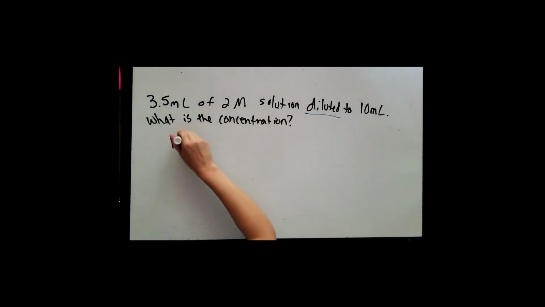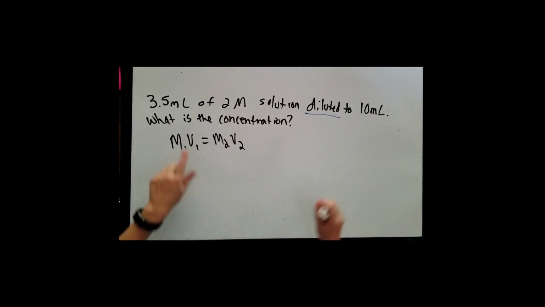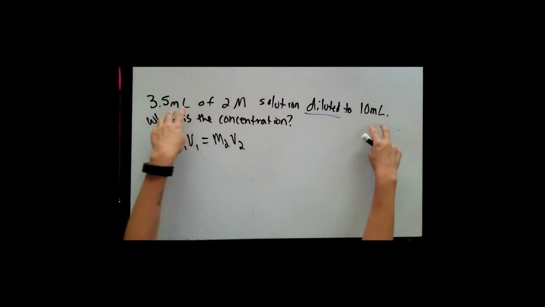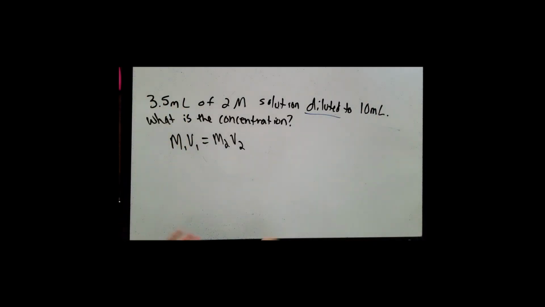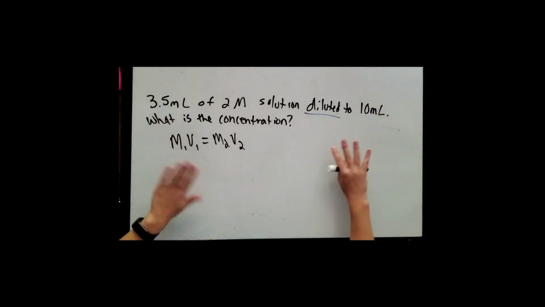So a dilution equation is that M1V1 is equal to M2V2. The nice thing about this equation is you don't have to convert the milliliters to liters as long as they're the same units. As long as volume is both in milliliters, you can leave it. If it's both in liters, you can leave it. If one's in milliliters and the other one's in liters, that's when you have problems. So for now, both are in milliliters, we don't have to do any conversions.